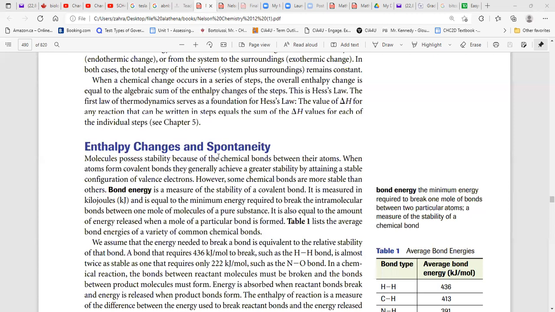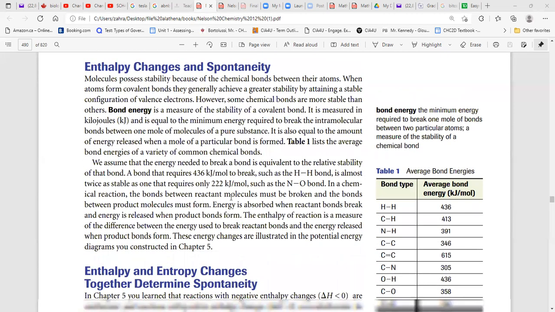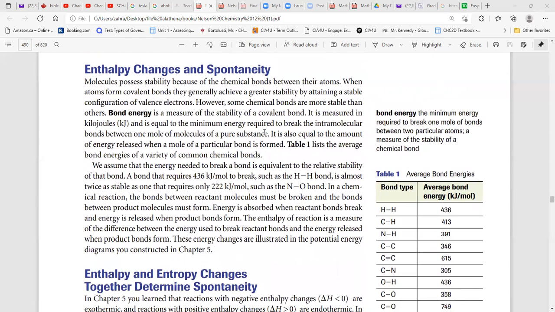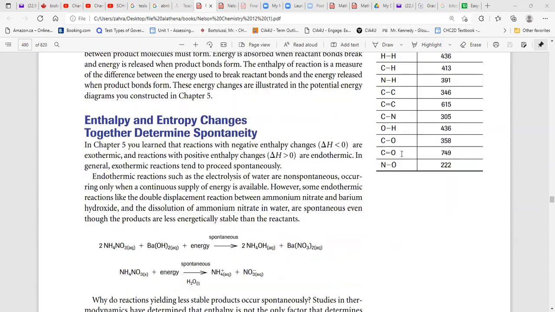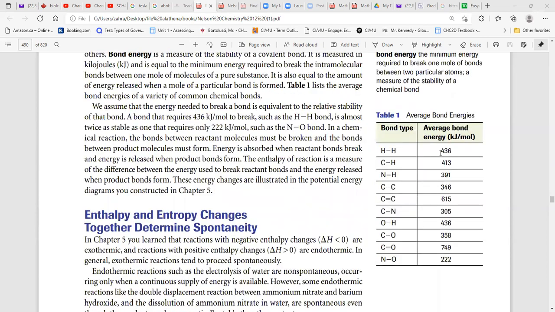So here is enthalpy change and spontaneity. What is the bond energy? The bond energy is the minimum energy that you require to break 1 mole of bonds between 2 particular atoms, like H and H. There is an energy between the bond. If you want to break this bond, the energy will be absorbed, right? They require energy to break a bond. When you form a bond, the energy will be released. So these are the energies between the bonds, as you see. The bigger the energy is, the stronger and more stable the bond.